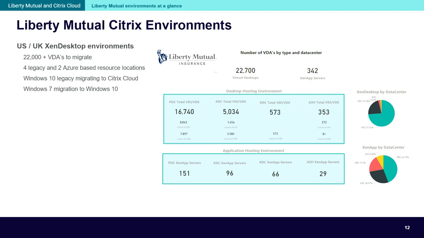Windows 10 legacy, yes, we're migrating those to Citrix Cloud. Windows 7, we're hoping to not have to migrate any of our Windows 7 delivery groups over to Citrix Cloud as much as we want to be able to get those users to re-provision.